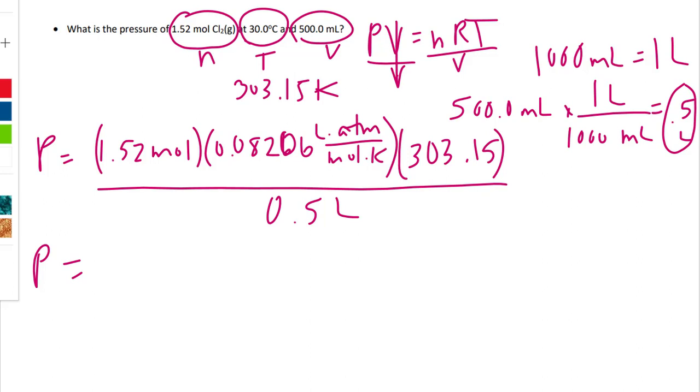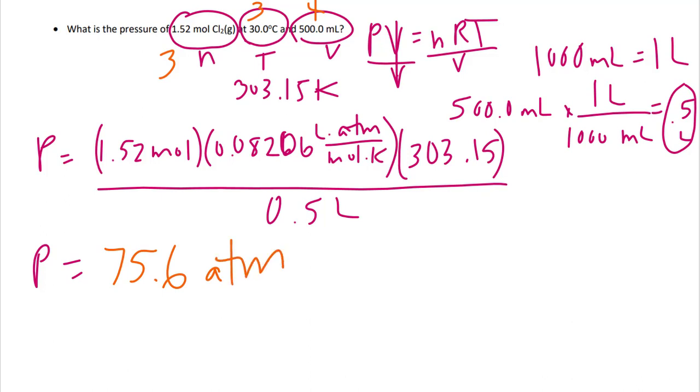looking at my significant figures, again, I have 3 sig figs here, 3 sig figs there, 4 sig figs there, so I want to end up with 3. My pressure should be 75.6 ATMs.